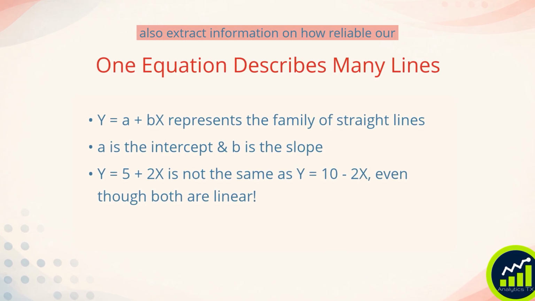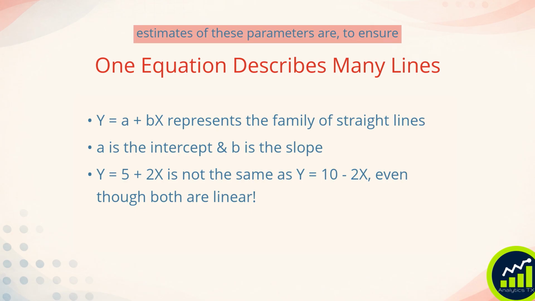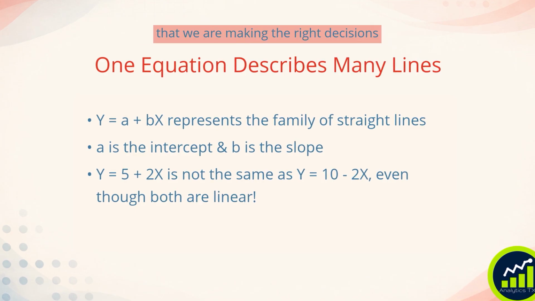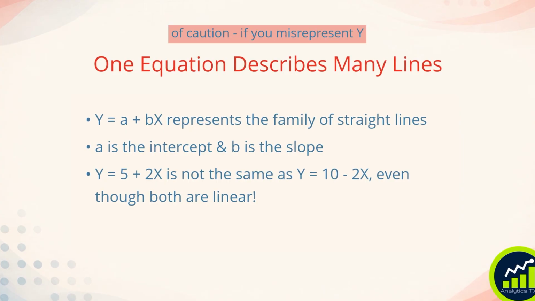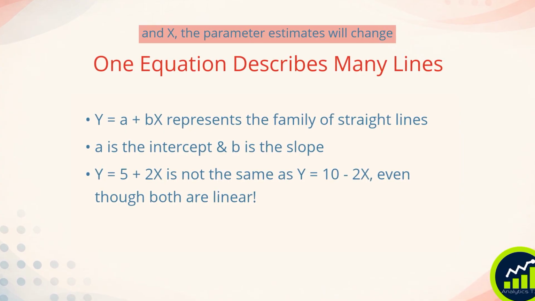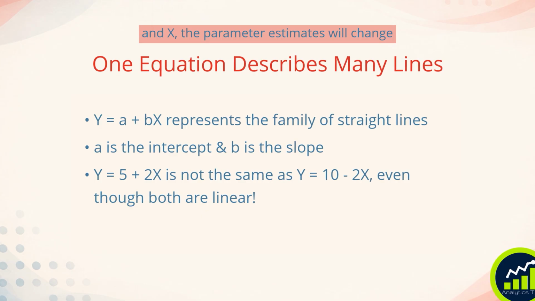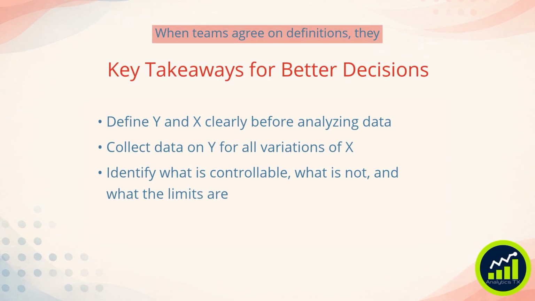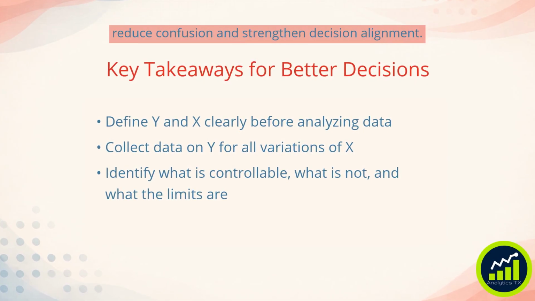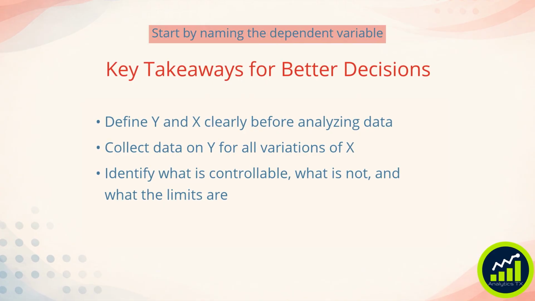We can also extract information on how reliable our estimates of these parameters are, to ensure that we are making the right decisions based on the correct relationships. A word of caution: if you misrepresent y and x, the parameter estimates will change, and that will affect your decision-making. When teams agree on definitions, they reduce confusion and strengthen decision alignment.